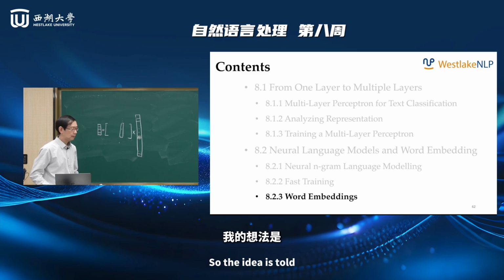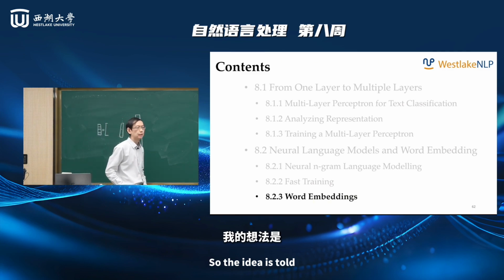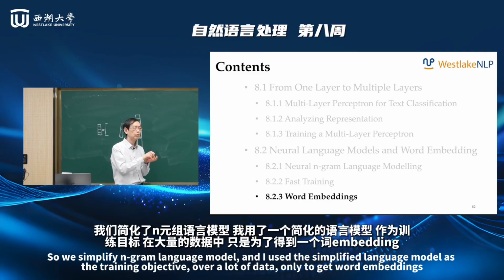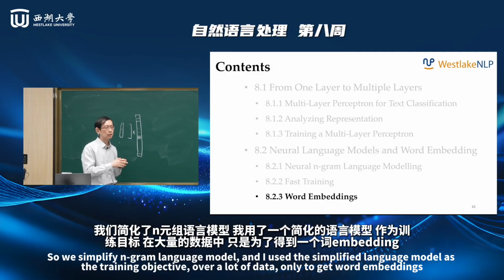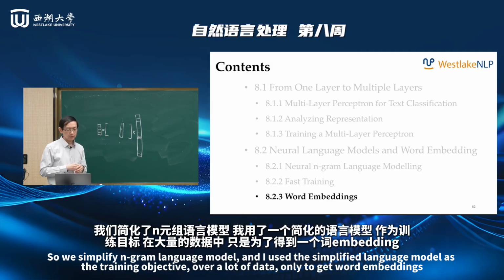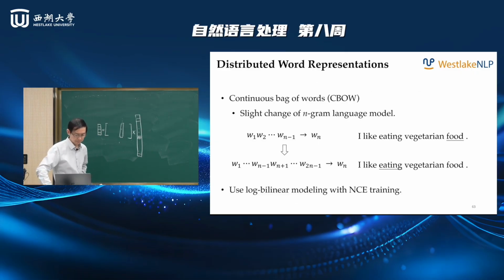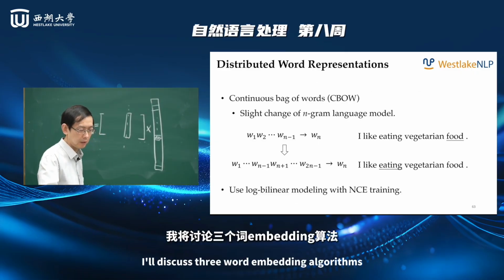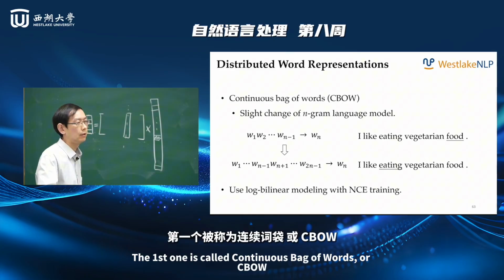So the idea is, we simplify the n-gram language model, and I use the simplified language model as the training objective over a lot of data, only to get word embeddings. I'll discuss three word embedding algorithms. The first one is called continuous bag of words, or CBOW.